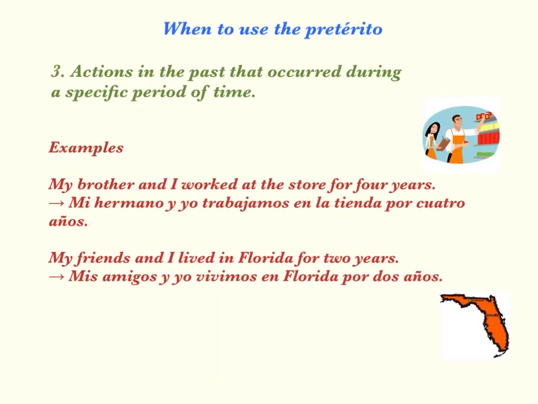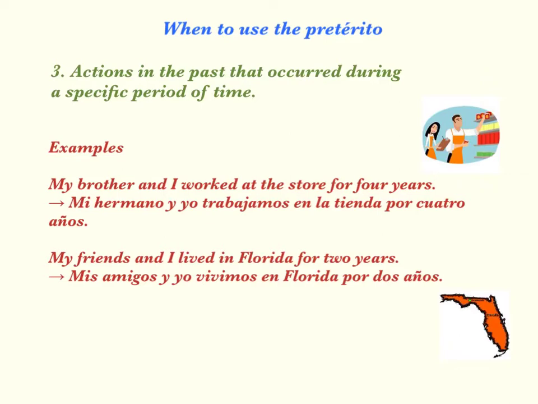For our third rule, we are talking about actions in the past that occurred during a specific period of time. For example, in a number of years or a number of hours. And then we would clarify this as being in the preterite. So let's look at an example. My brother and I worked at the store for 4 years. That is our period of time. It was in the past, so we use the preterito.